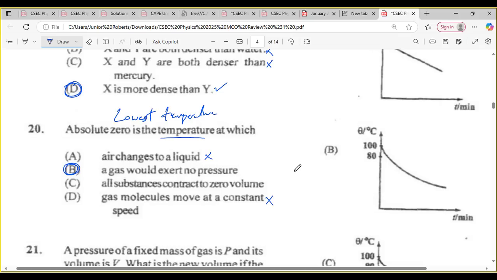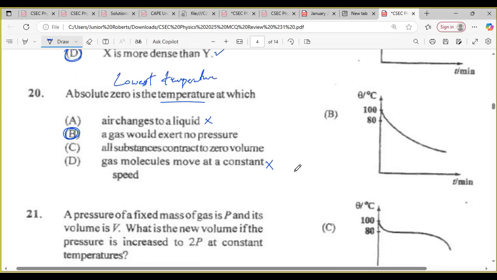Now C says that all substances contract to zero volume. That is not true, because it says all substances. If we have, let us say, a block of metal and we cool it to absolute zero, it will not contract to zero volume. So C is not valid.